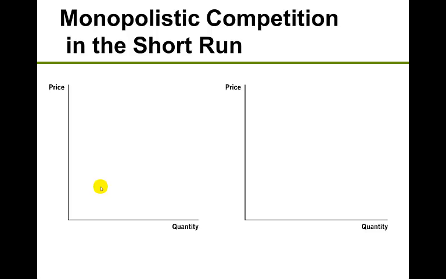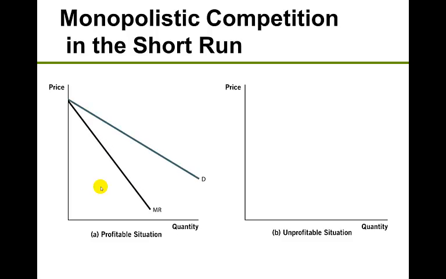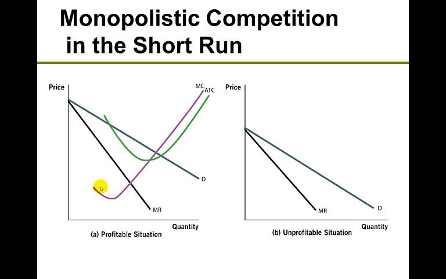So what does this look like graphically? Well, just like with monopoly, we can have a profitable situation or a non-profitable situation. So here we have two demand and marginal revenue curves. And in our profitable situation, we may have cost curves that look something like this. So what is our monopolistically competitive firm going to do in this situation? Again, we're dealing with the left graph here first.